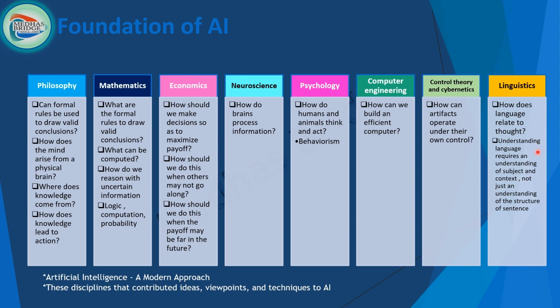Understanding language requires an understanding of a subject and a context, not just an understanding of the structure of a sentence. Do you all agree? These disciplines contribute ideas, viewpoints, and techniques to build AI.